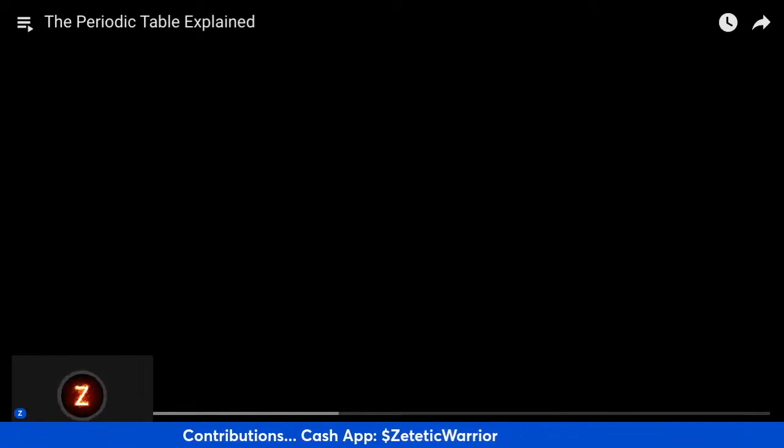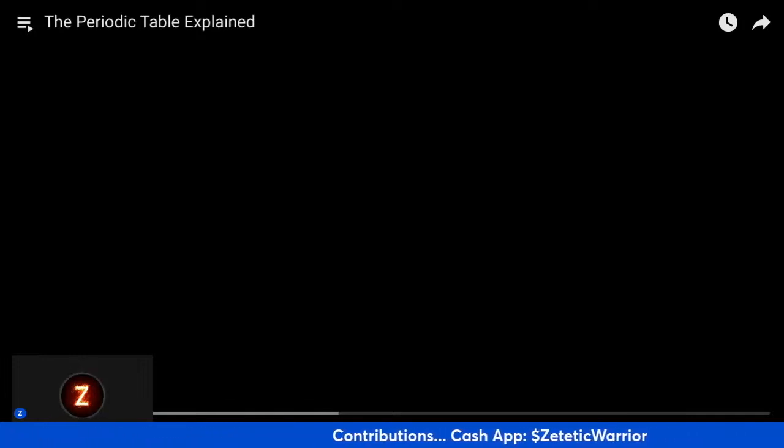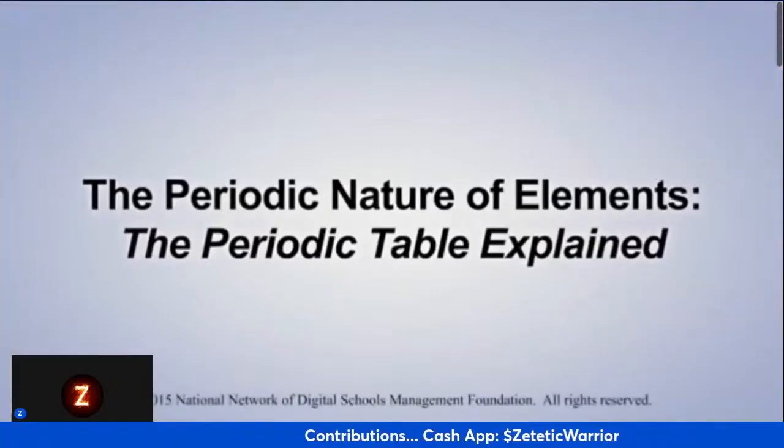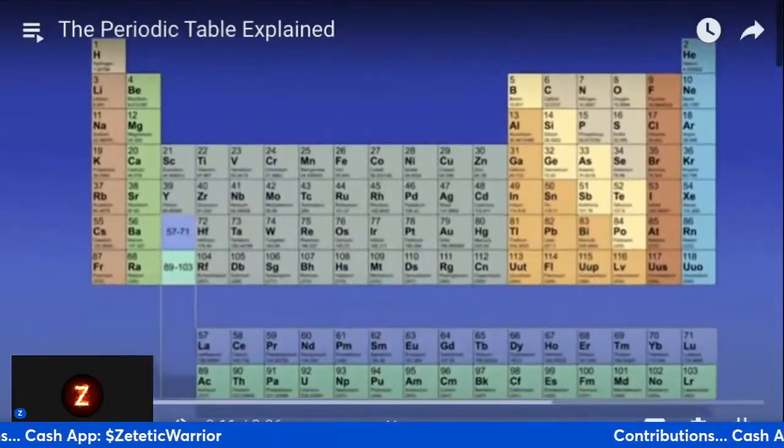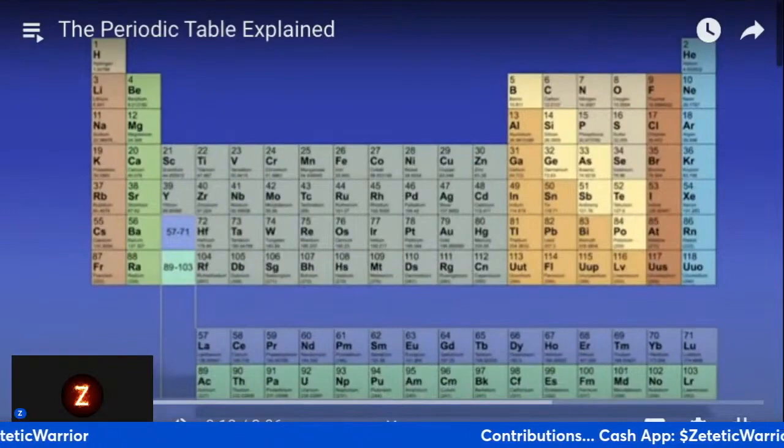Much like the macro presentation of space, I feel that the micro presentation of particles and the subatomic world is just as fallacious and false. The periodic nature of elements, the periodic table explained. Although the periodic table of elements looks complex, it is easier to follow once you learn how to use it.